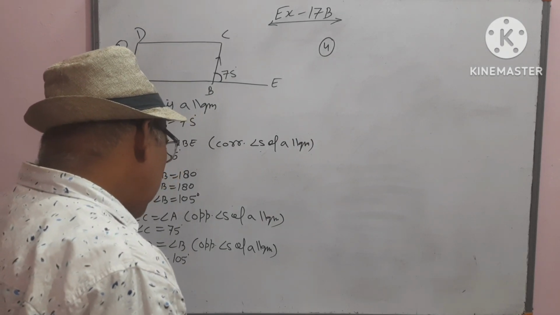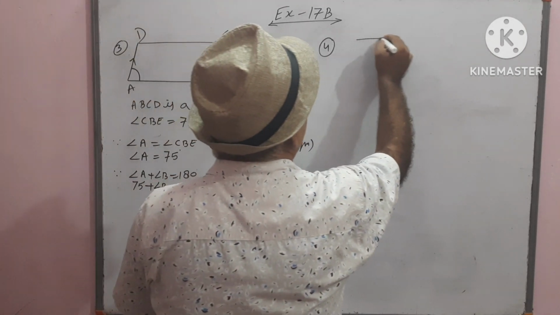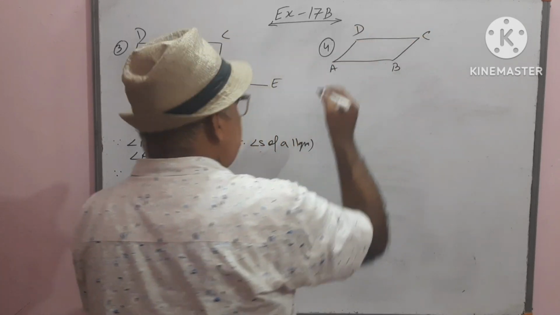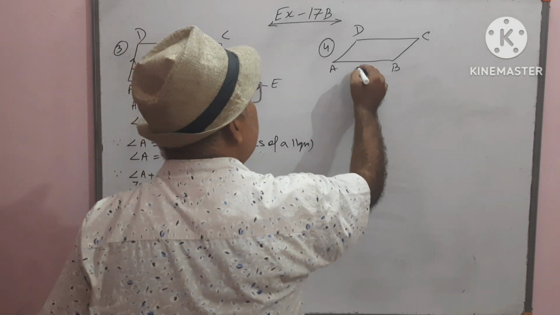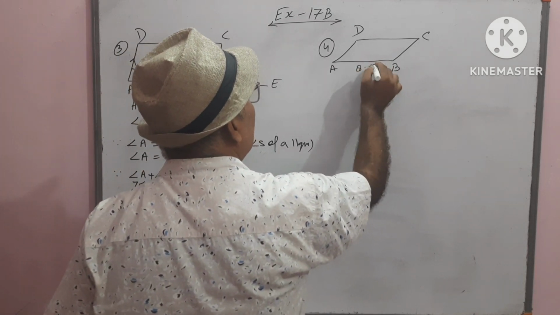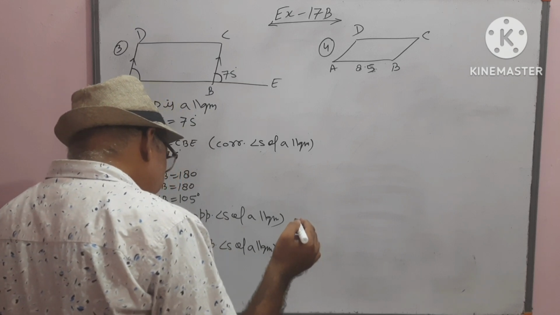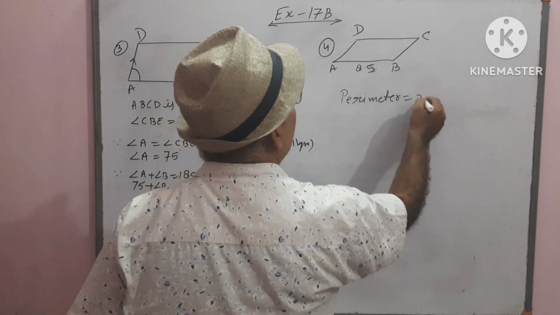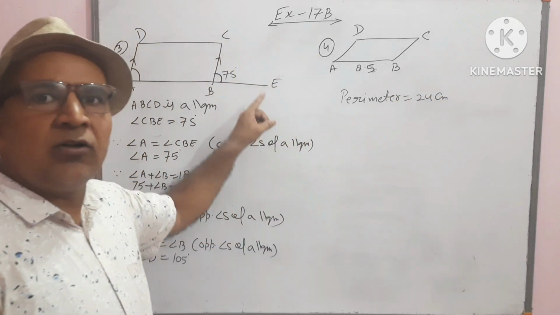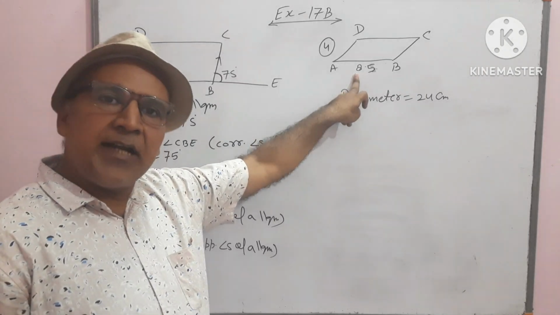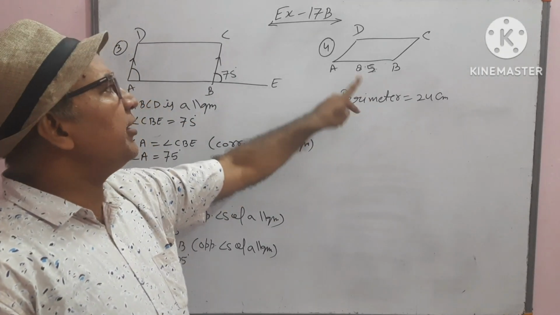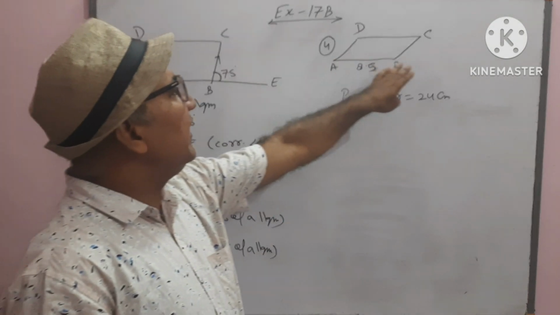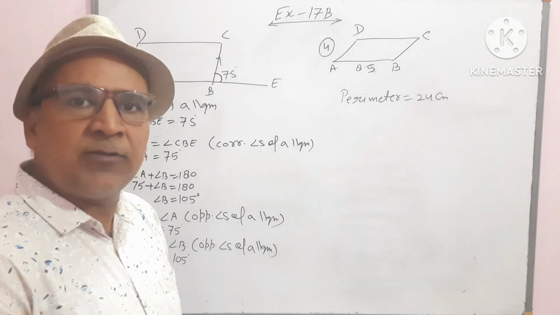In question number 4, again ABCD is a parallelogram in which AB is equal to 8.5 centimeters and the perimeter is 24. In parallelogram ABCD, side AB is 8.5 and the perimeter of this parallelogram is given as 24 centimeters. Then we have to find the length of all the remaining sides of the parallelogram.